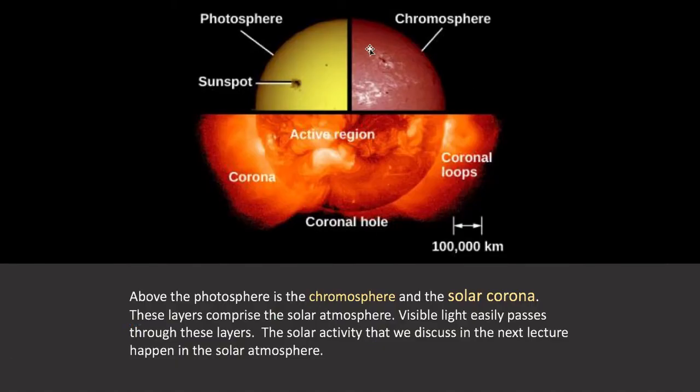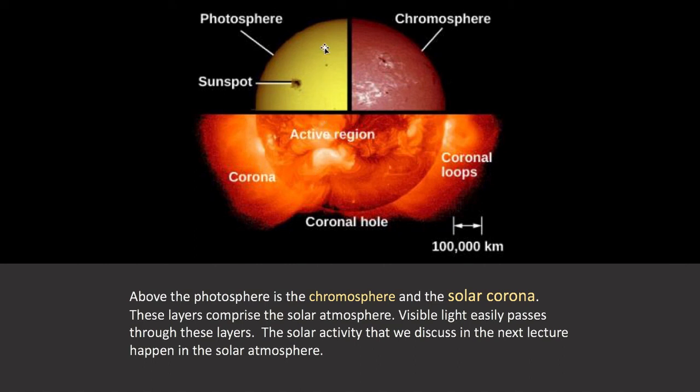All right, so now we have another diagram showing these layers, photosphere, then chromosphere, and outside of the photosphere, what we're calling this region is now the atmosphere of the sun. So the light that we're getting is from the photosphere. Everything above that we call the solar atmosphere. And that includes the chromosphere and the solar corona.